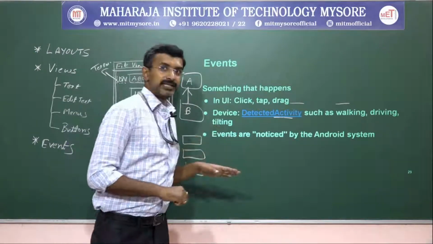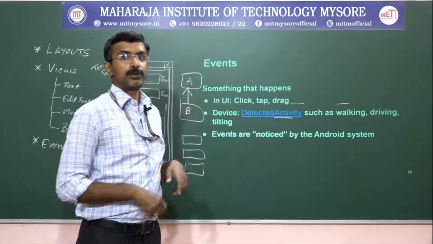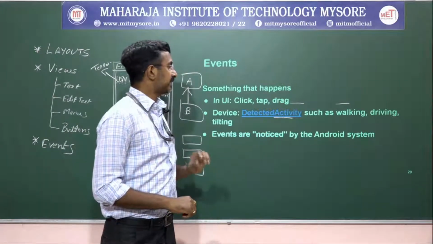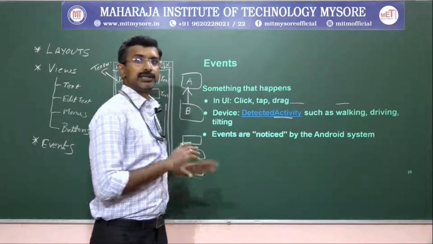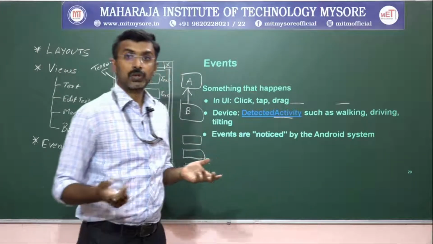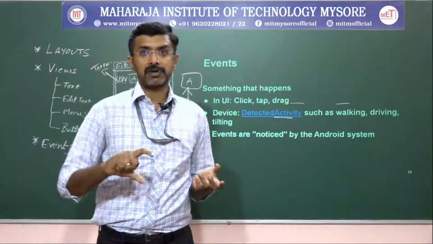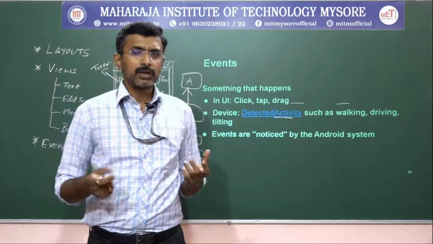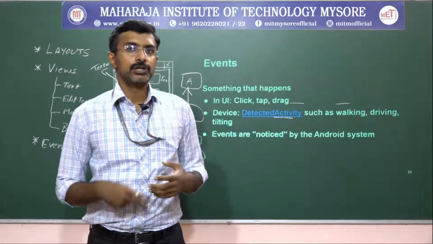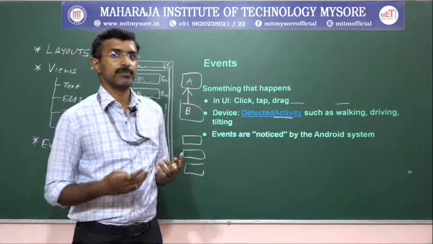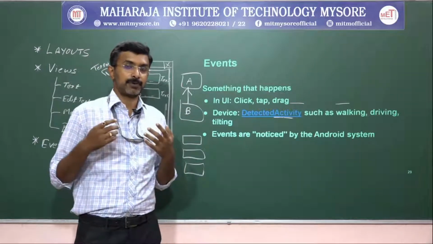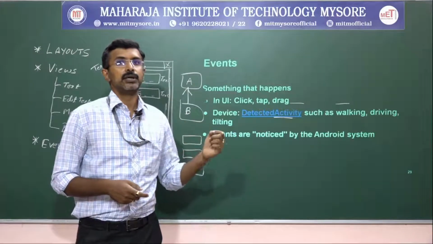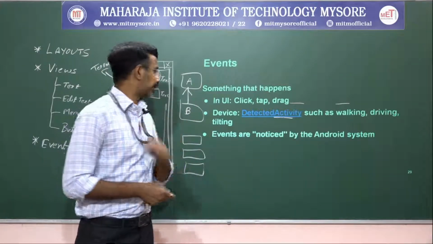There should be a mechanism to detect it and to perform the operation. How do we do that? A device can detect an activity such as walking, driving, tilting. Tilting, vibration, everything is an event. Zooming and many other kinds of events will be generated. If you want to make use of those events and perform a certain operation, you need to write functions for such events or interrupts.